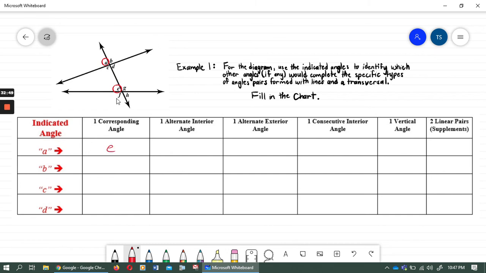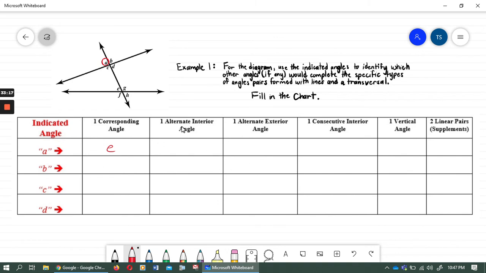All right. Now I'm going to erase that circle. But you saw what I was doing there. So the angle that completes that angle pair: angle A and angle E would make a pair of corresponding angles. Do y'all get what I'm saying here, right? All right. Which other angle, with angle A, would make a pair of alternate interior angles?